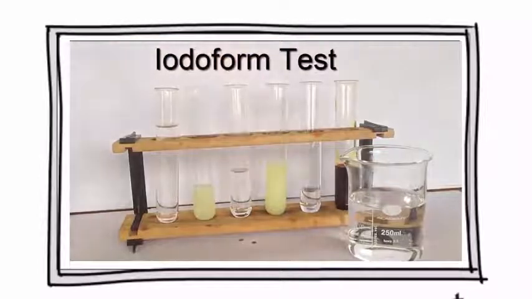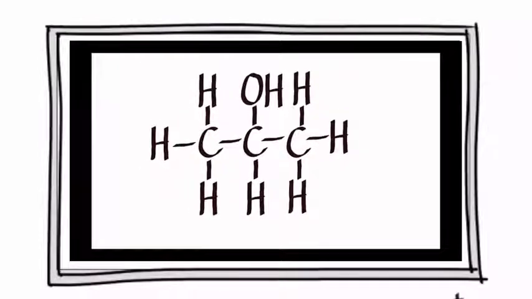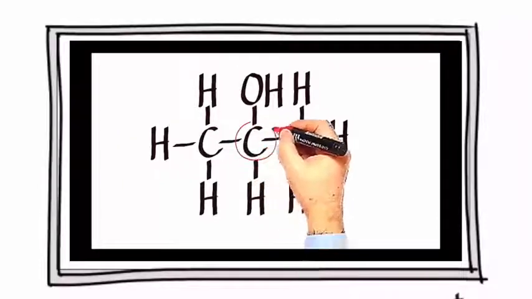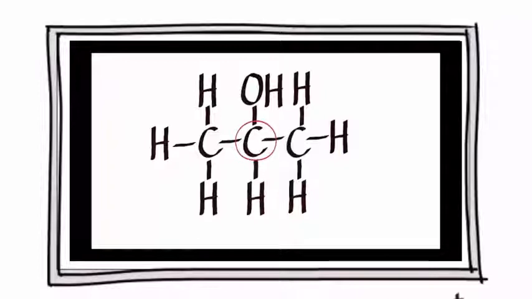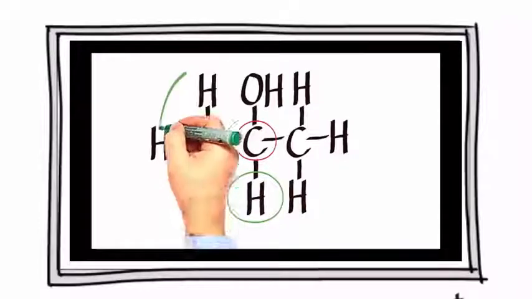So why does propan-2-ol give a positive test? Let's look at the structure of propan-2-ol. There it is. The OH is on the inside carbon. Does that inside carbon have attached to it both an H and a methyl group? Well, there's the H, and in fact, it has a methyl group either side. So you can see why it gave a positive iodoform reaction.